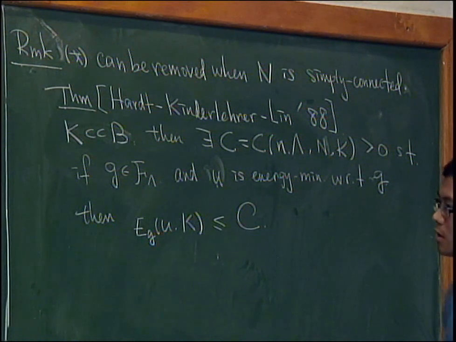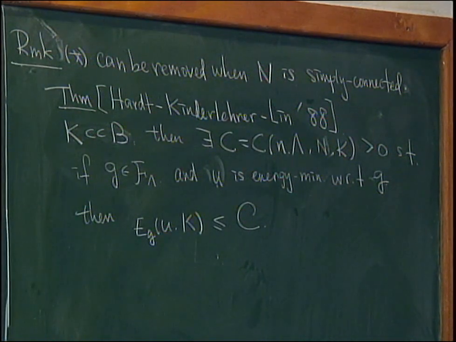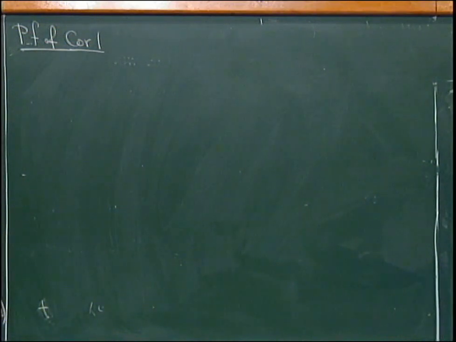So in the remaining time, let me talk about how we prove corollary 1, if you're still with me. As you might have guessed from the way the corollary is stated, the proof is by contradiction. And I must say that this type of result and the structure of its proof goes way back. I think it originated with Almgren.